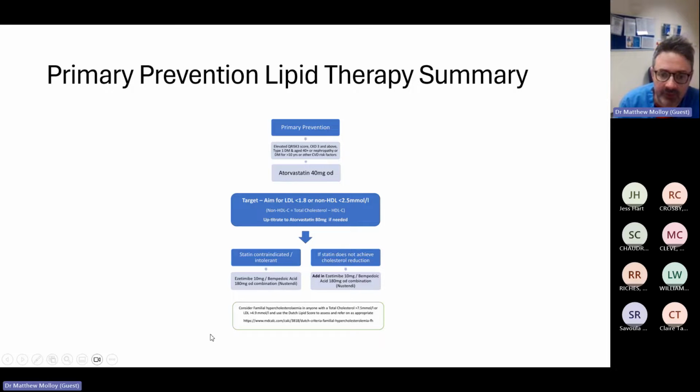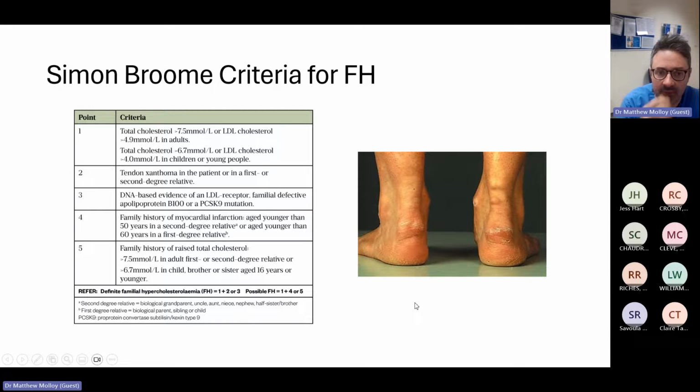And I put a little bit about familial hypercholesterolemia there, so I think that's the next one. So when should we be suspicious of familial hyperlipidemia? We use two tools in our PCN. We use the Dutch Lipid Clinic Network scoring and the Simon Broome criteria. And I've just mentioned the Simon Broome criteria for familial hyperlipidemia here.